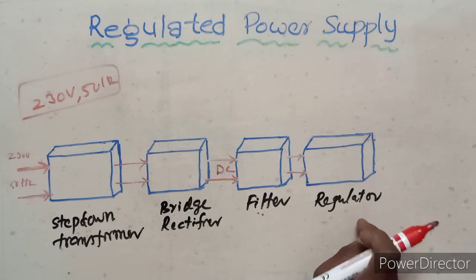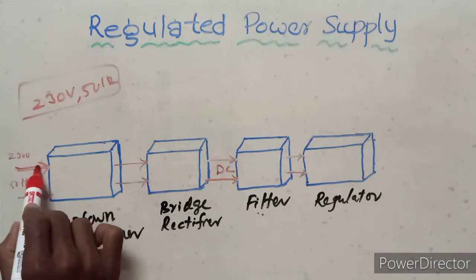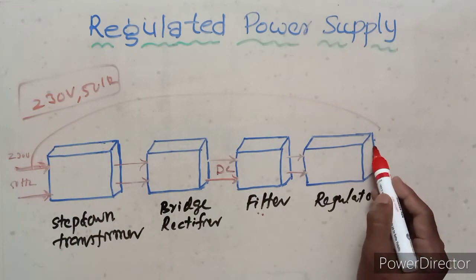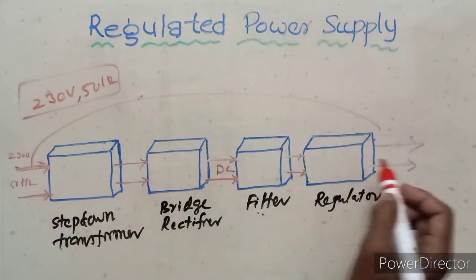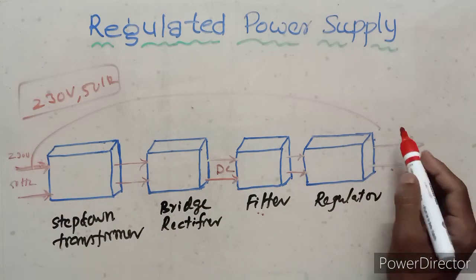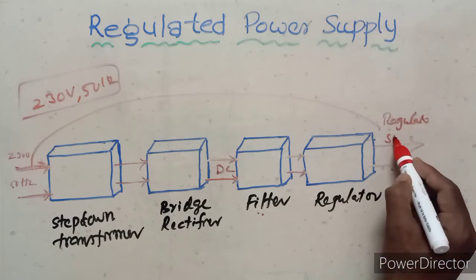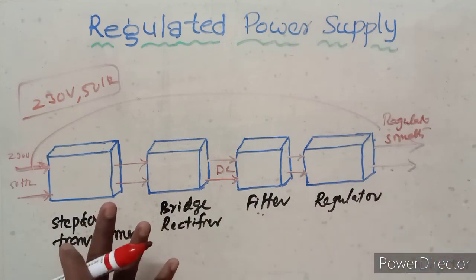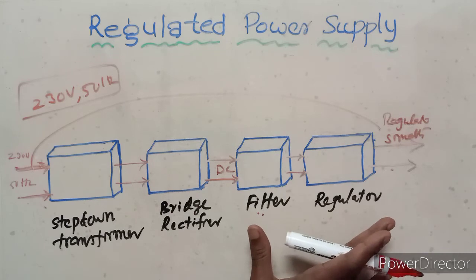So when there is a change in the input from the AC mains, the AC mains is converted into DC, and also regulated and smooth. So this is the process, the regulated power supply process.